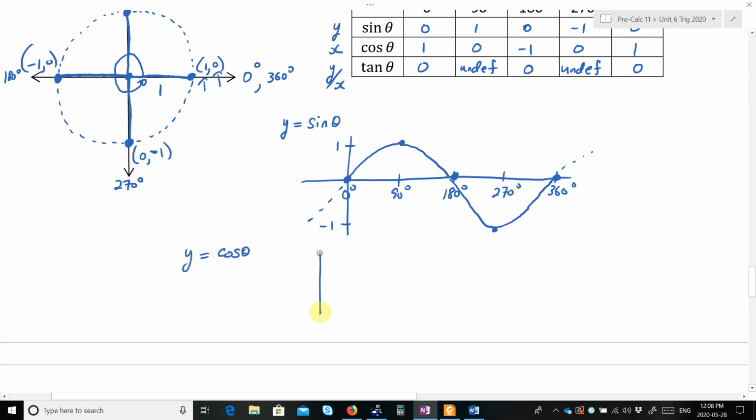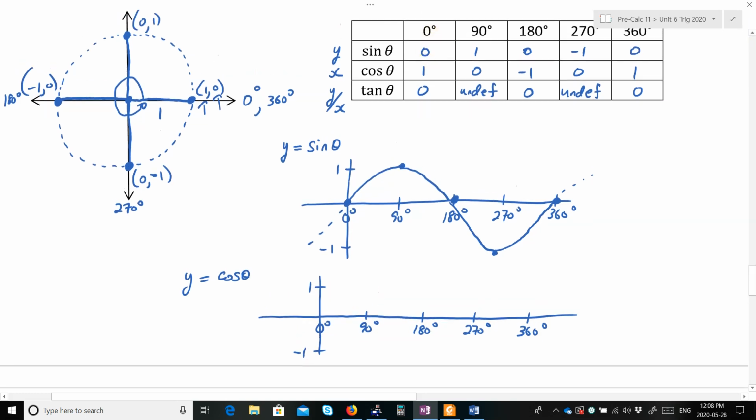And y equals cos theta is very similar. If we start off here at 0 degrees, 90 degrees, 180 degrees, 270 degrees, and 360 degrees, and we get 1 and negative 1. Notice that cos of 0 degrees starts up at 1, and cos of 90 is 0. Cos of 180 is negative 1, cos of 270 is 0, and cos of 360 is back up at 1. Okay, and we get a wave going like so. And so that's why we call them the sine wave and the cosine wave.